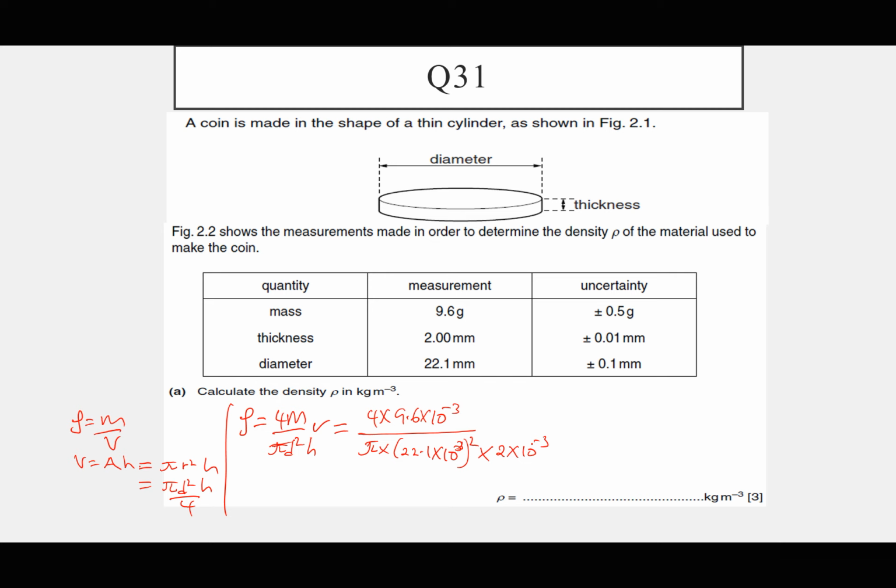Press the calculator now. That is 4 times 9.6 exponent negative 3, divide by pi times 2 exponent negative 3 and 22.1 exponent negative 3 but squared.